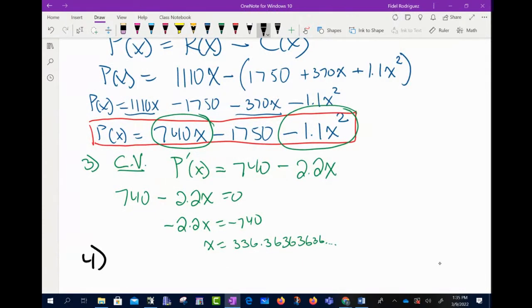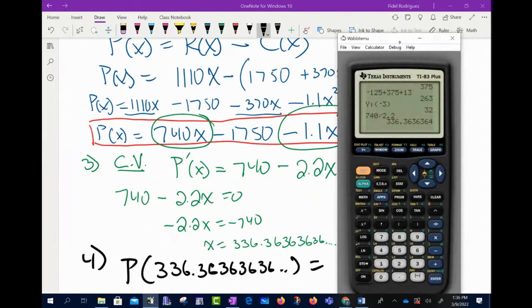Finally, step number 4. Let's find P of 336.36 repeating. Yeah, you can put the line above the 36. That'll work too. Okay, so look, y'all, I'm going to come back to my calculator, right?